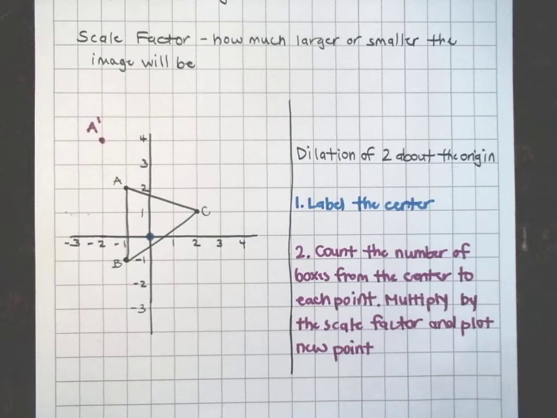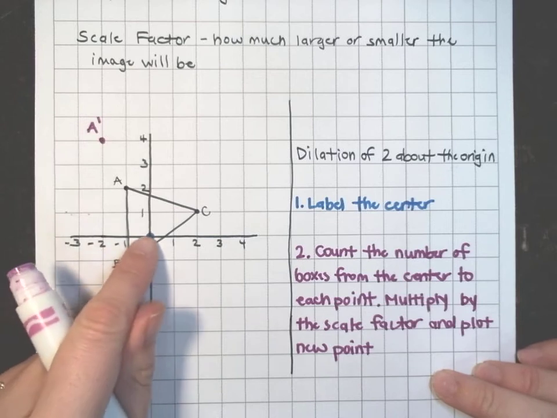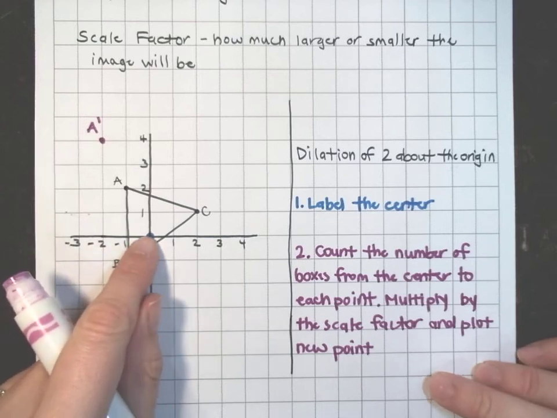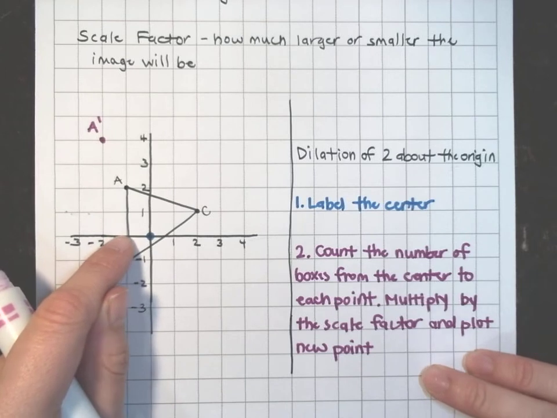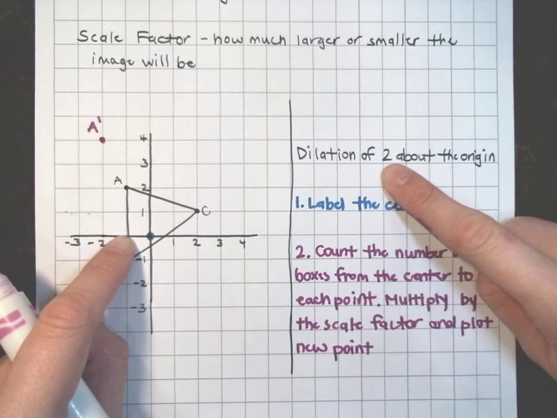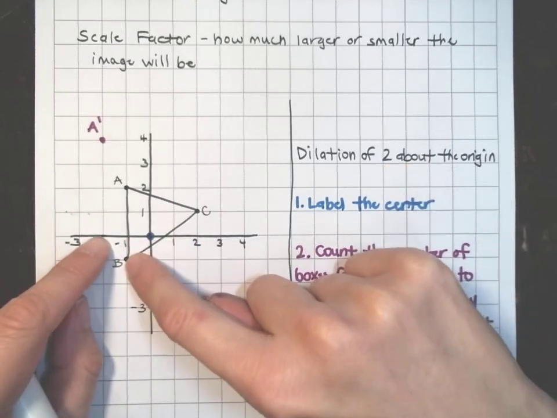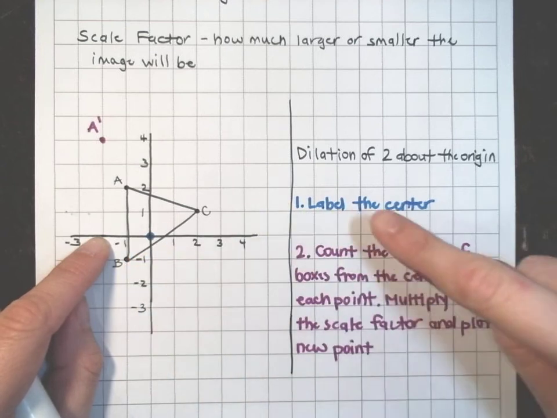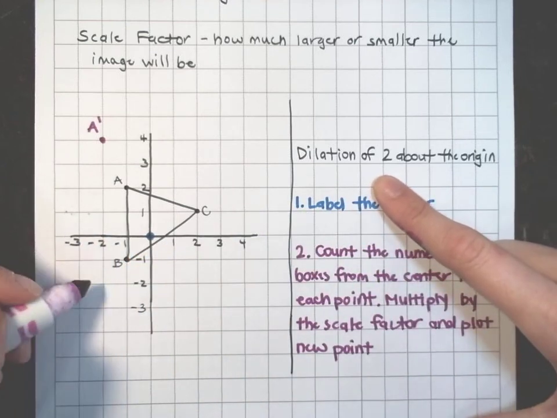And then we're going to do that same thing for point B and point C. So point B, again, you need to start at the center. And then we are going to go over 1, which means we now need to multiply that by 2, because that's our scale factor. So 1 times 2 means I need to go over 2. And then I went down 1, so I need to multiply that by my scale factor of 2, which means I need to go down 1, 2. And there's B prime.